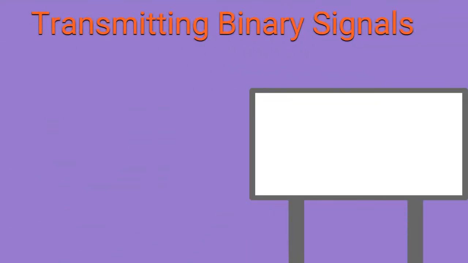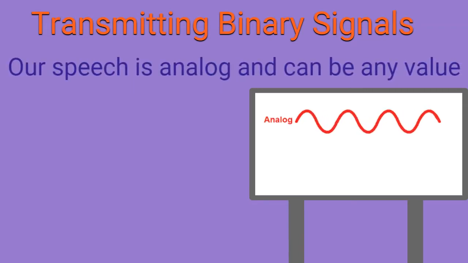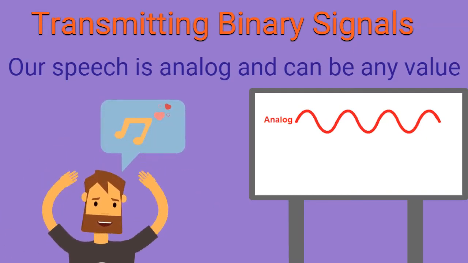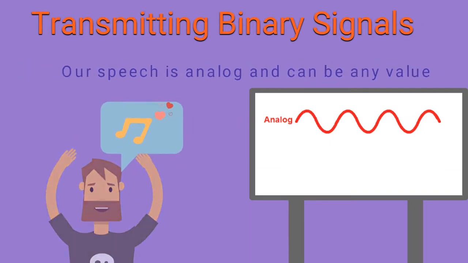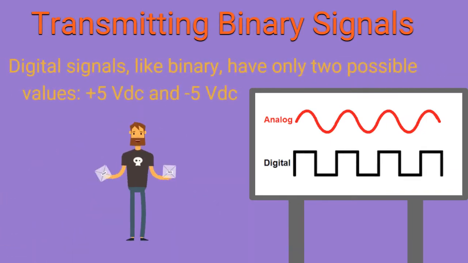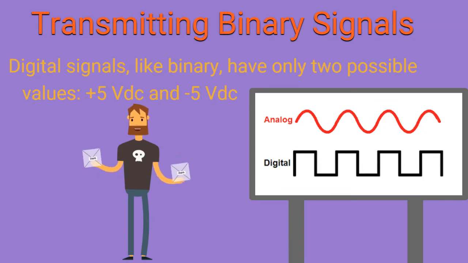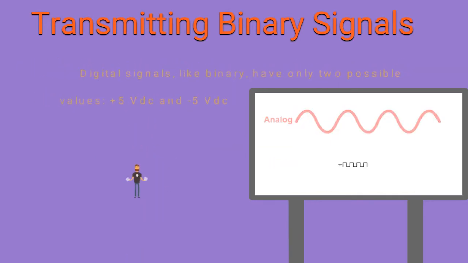Now let's talk about how computers process and transmit these binary signals. Our voices are made up of analog waves, which can have any value. This is why my voice sounds unique, because my analog pattern differs from yours. Digital signals, like binary, have two possible values. Inside computers, they are either plus 5 volts DC or minus 5 volts DC.